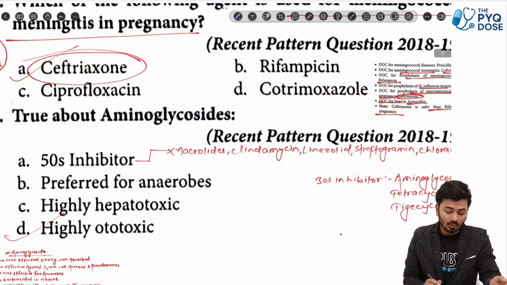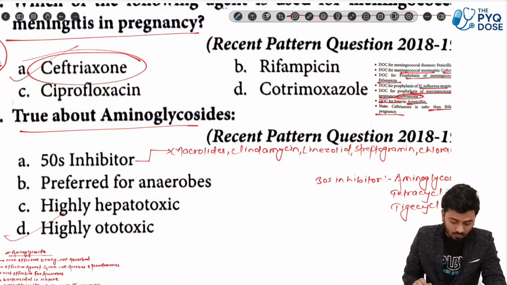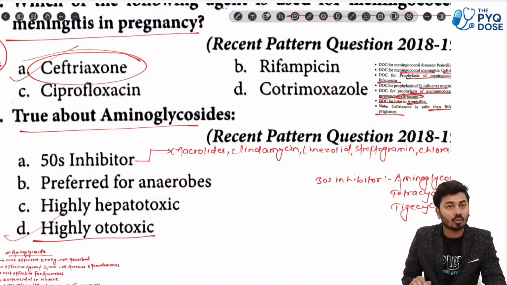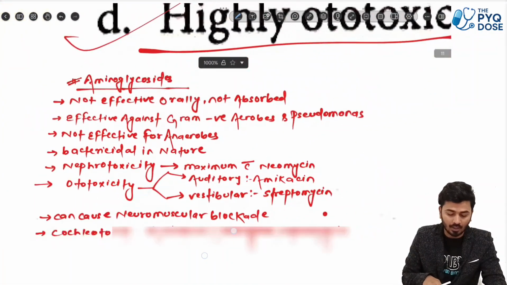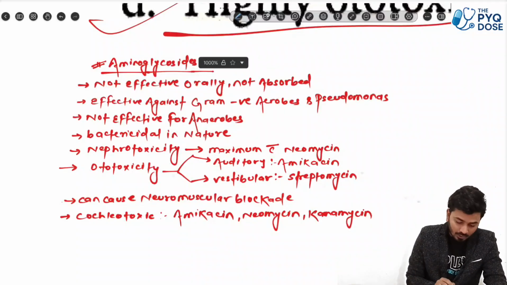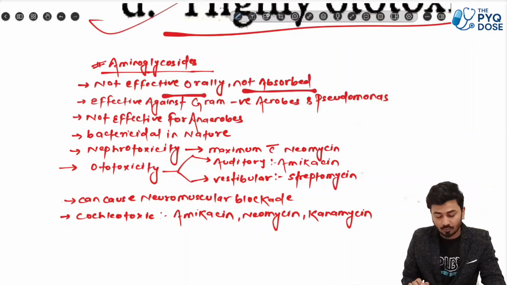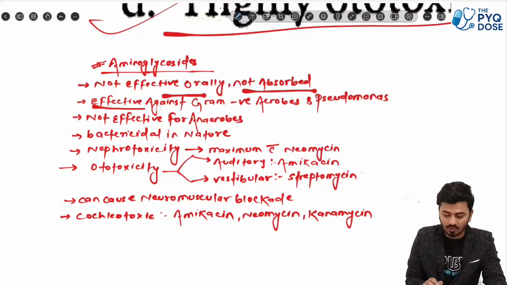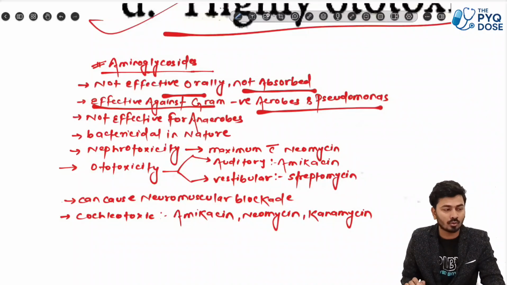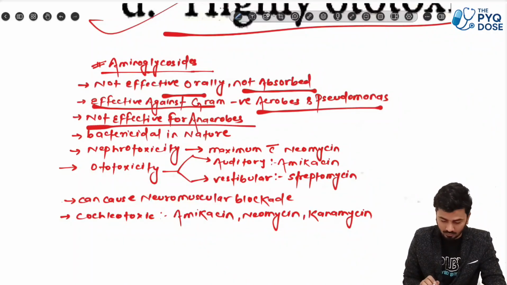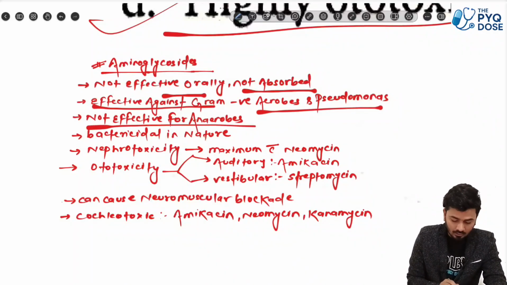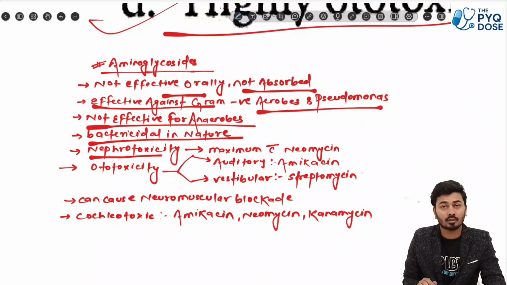This is safer. True about aminoglycosides. Generally, they are highly ototoxic. Let me give you a brief review of aminoglycosides. They are not effective orally because they are not absorbed. They are effective against gram-negative aerobes and Pseudomonas. For Pseudomonas infections, we can use aminoglycosides. They are not effective for anaerobes. They are bactericidal in nature. They cause nephrotoxicity, that is maximum with neomycin.